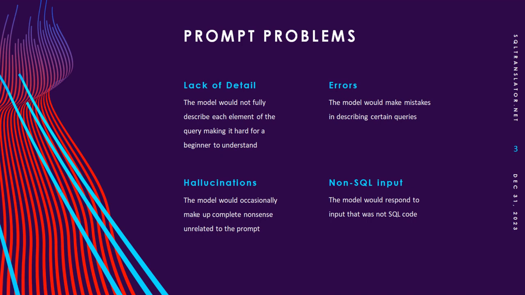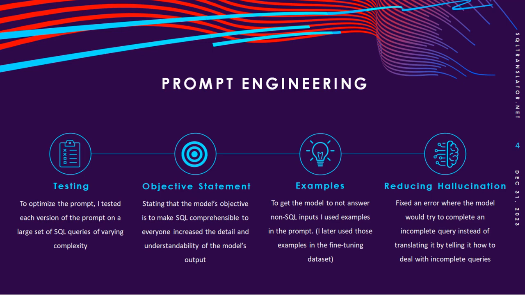Also, it would answer inputs that were not SQL, and it would hallucinate frequently, which is an AI term for nonsensical output. For instance, I would type select star and it would respond select star, close parentheses, select, or something like that. However, I was able to eliminate or reduce the frequency of most errors using just the prompt.